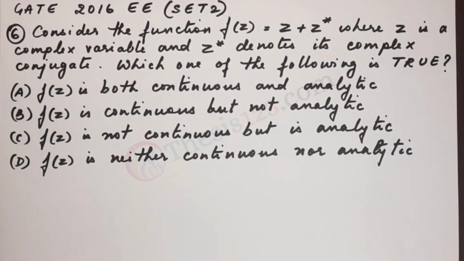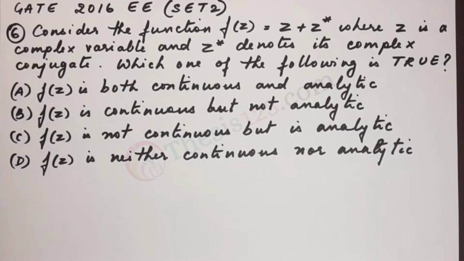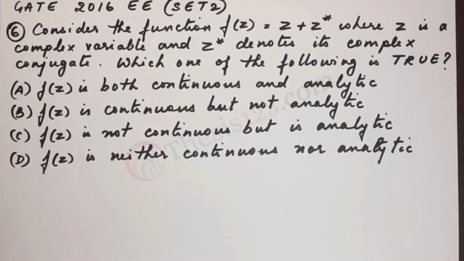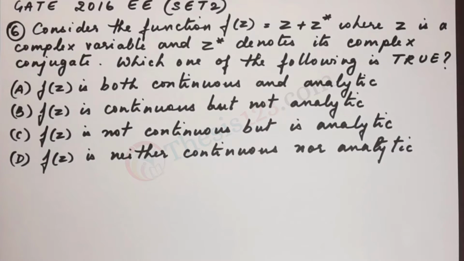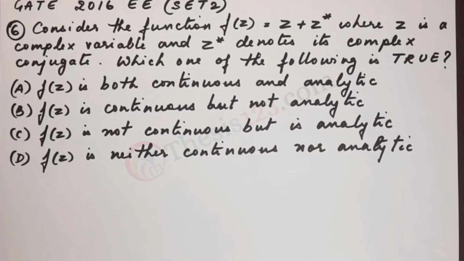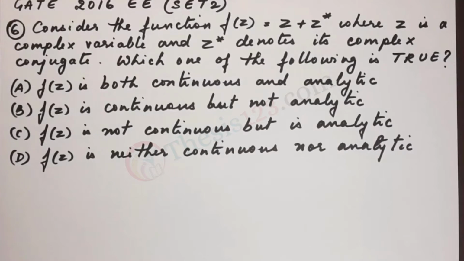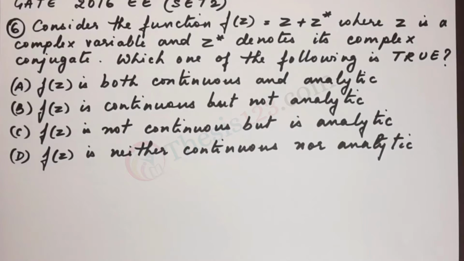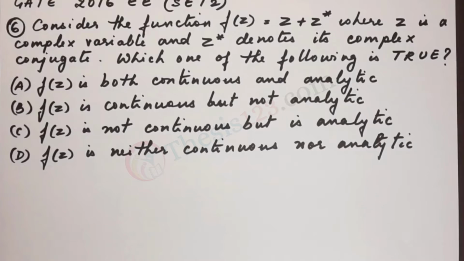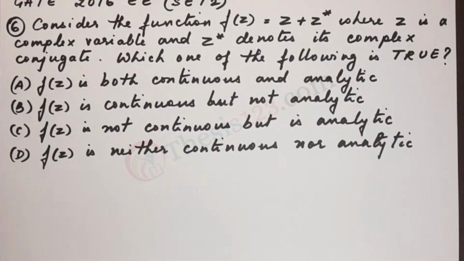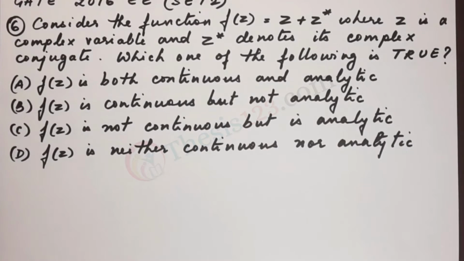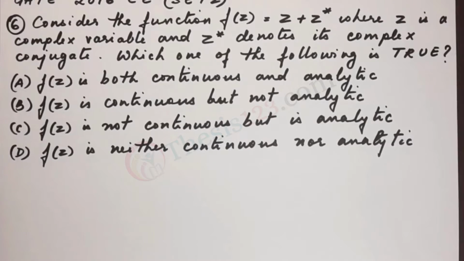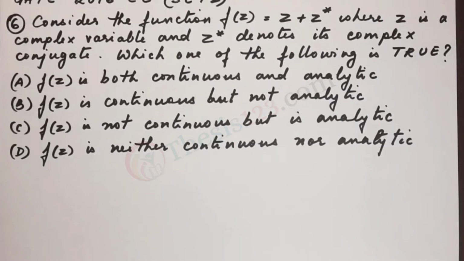Here's the next question, number 6. Consider the function f of z is equal to z plus z conjugate, where z is a complex variable and z star, or z conjugate, denotes its complex conjugate. Which one of the following is true? F of z is both continuous and analytic. F of z is continuous but not analytic. F of z is not continuous but is analytic. And f of z is neither continuous nor analytic.